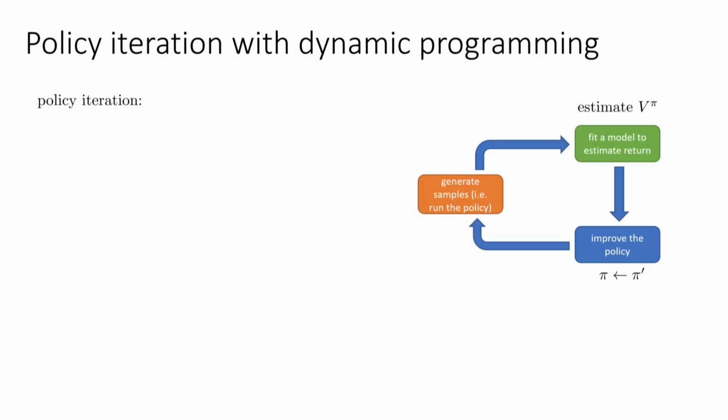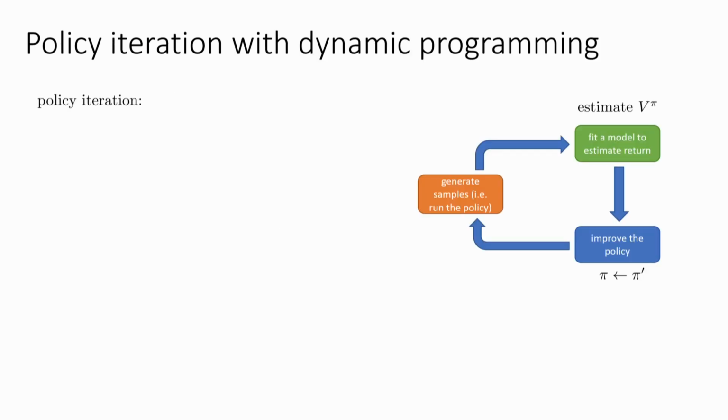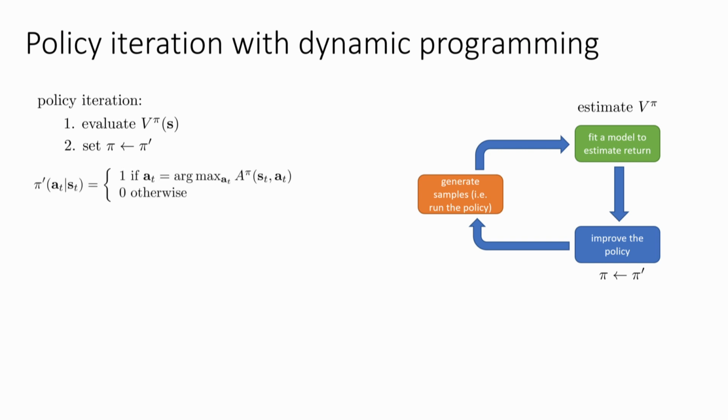OK. So can we do policy iteration with dynamic programming? Yes. Let's plug it in. So step 1, evaluate V^π. How do you evaluate V^π? By repeatedly setting V^π to be this, and then chugging along. So that's step 1. And then step 2, set π to be π'. What is π'? Well, π' is the argmax of A. And how do you get A? A is r plus the expectation of next V minus the current V. And then you repeat.